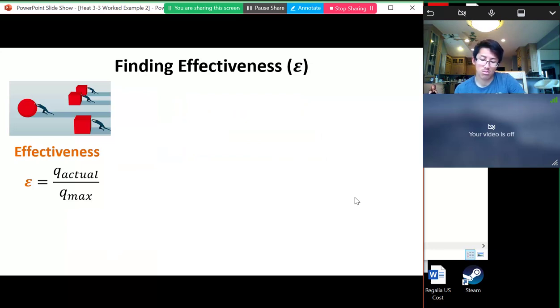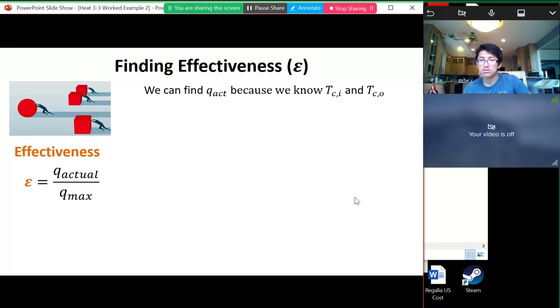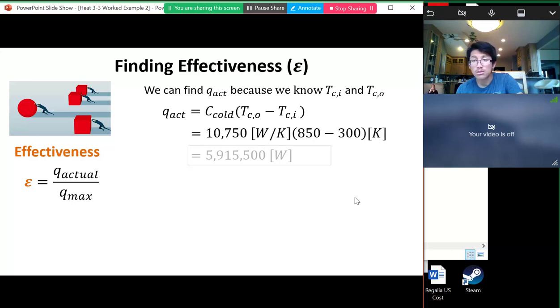Effectiveness is the actual heat transfer divided by the maximum heat transfer. Here we can find the actual heat transfer because we know the temperature in on the cold side and the temperature out on the cold side. A problem might not come straight out and tell you how much heat is being transferred, but you look for the side of the heat exchanger where you know the most information. So we've already calculated big C cold, so I'm just going to plug that in here. And I know my T cold outlet minus my T cold inlet. Again, I'm taking delta T, so it's positive, so I get a positive value for heat here. I put these numbers into my calculator, and I get the amount of heat that I can transfer. It looks like a big number.